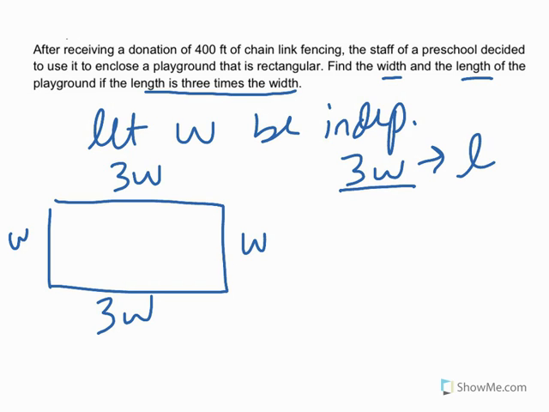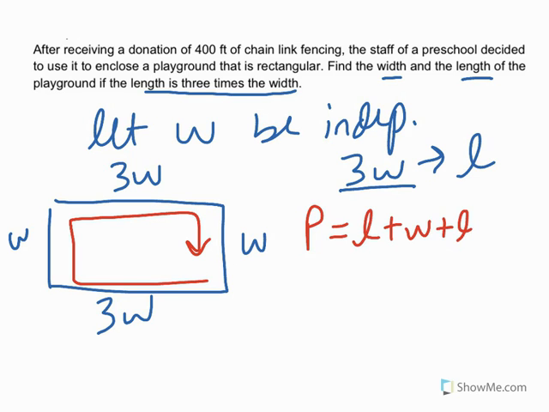I also know that there are 400 feet of chain link fencing. If you think back to what fencing means, fencing is a perimeter problem. Perimeters are things that go around the rim of the shape. So the perimeter of this rectangle is given to us by the sum of the lengths and the widths. The perimeter is 400 feet. We know that instead of length, we're going to use 3 times W. Bring down your next W.